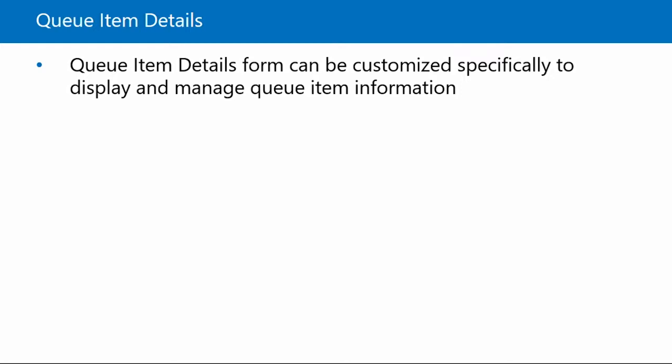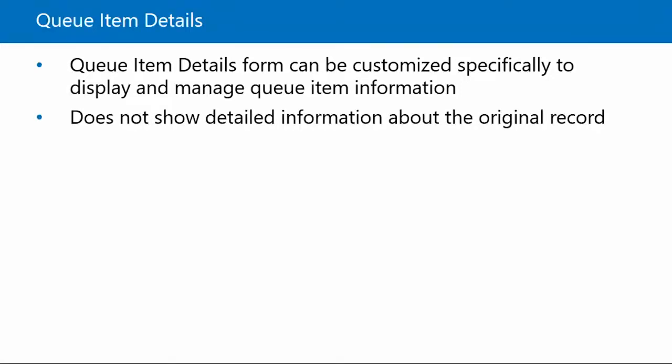It's important to mention, though, that queue item details does not show the detailed information from the original record, since queue items just serve as a link between that case and the queue in which it's located. In other words, from the queue item record detail, I can't see any details about the case or the activity that was routed to the queue itself.